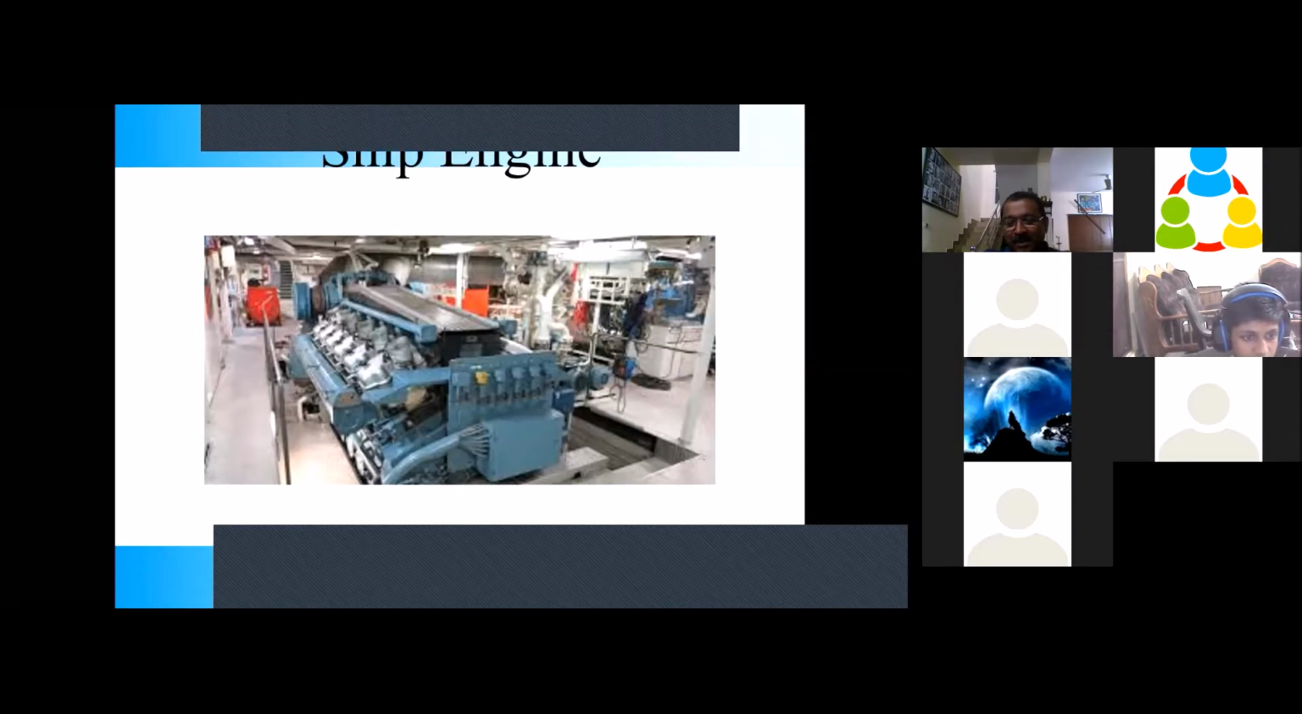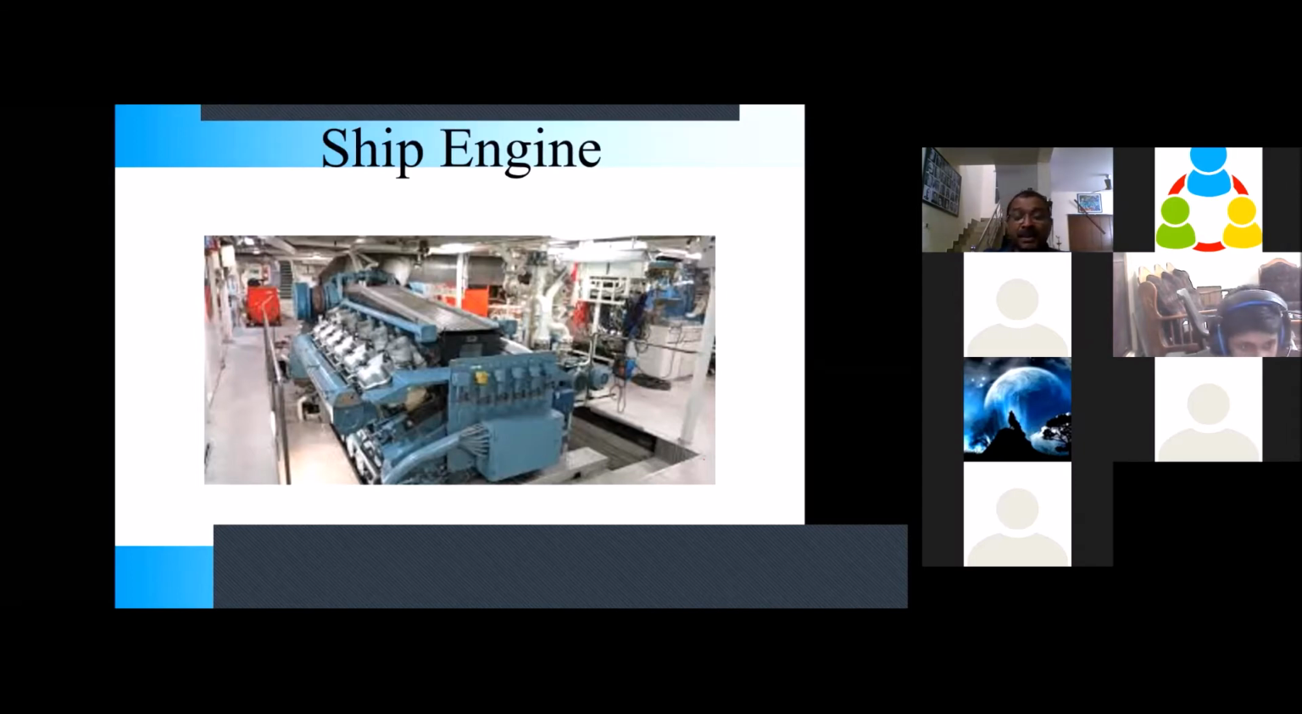So if you study about a diesel engine, you are actually studying the working of scooter, car, truck, bus, as well as ship. The heart of all these is a diesel engine or heat engine.